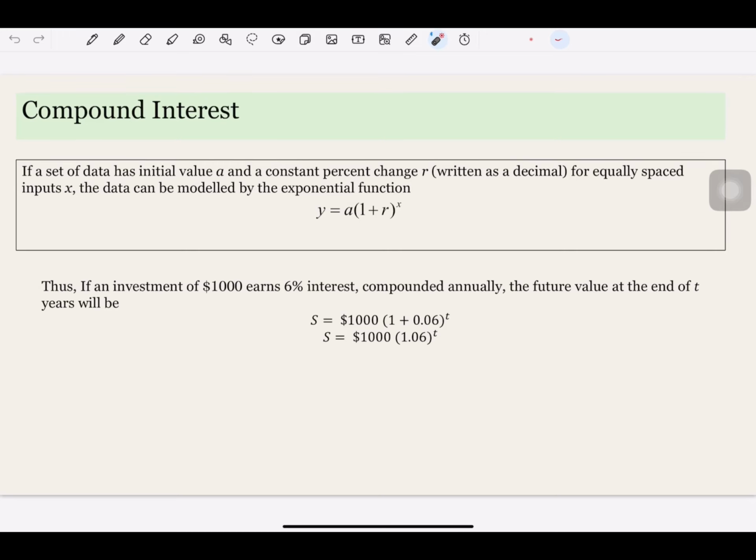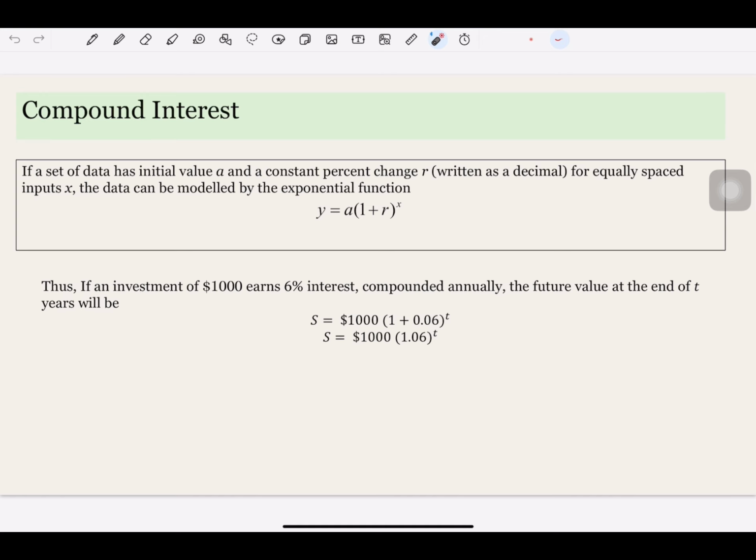Okay, so now let's take a closer look at how compound interest connects to exponential functions. If a set of data has an initial value a and a constant percent change r, then the data can be modeled using the exponential function y equals a times (1 plus r) to the power x. This is exactly how compound interest works.